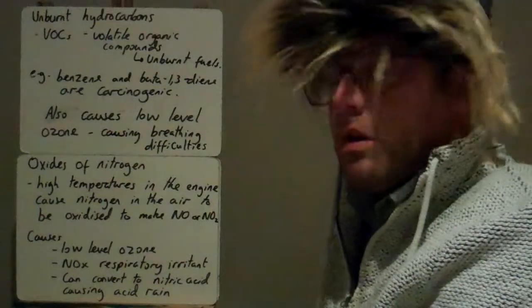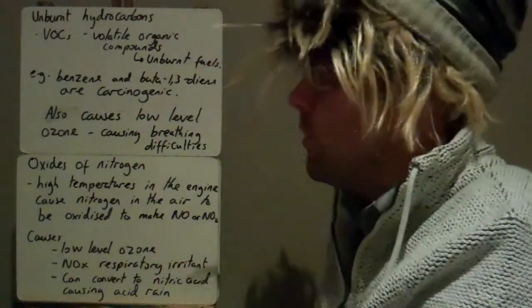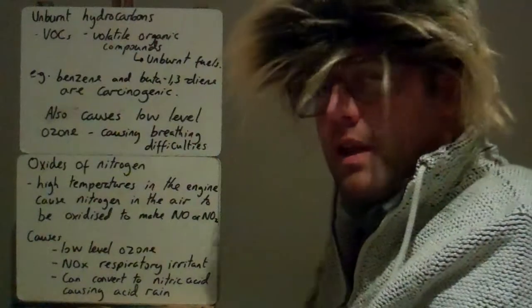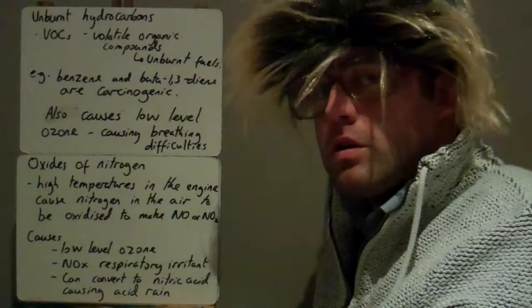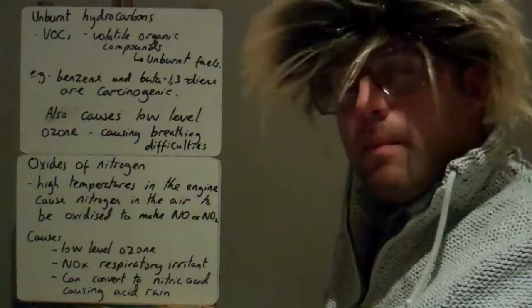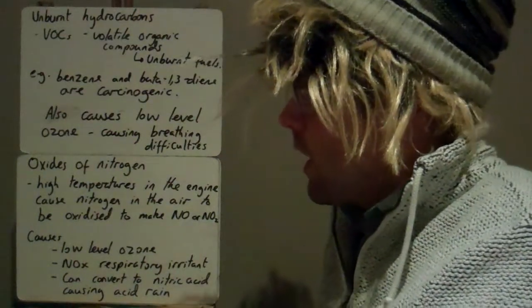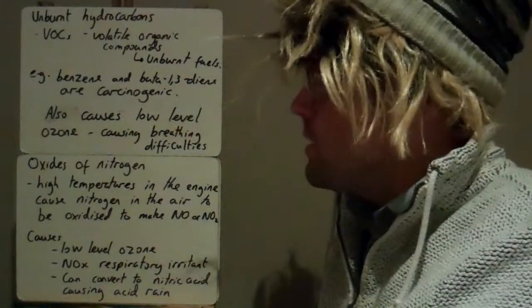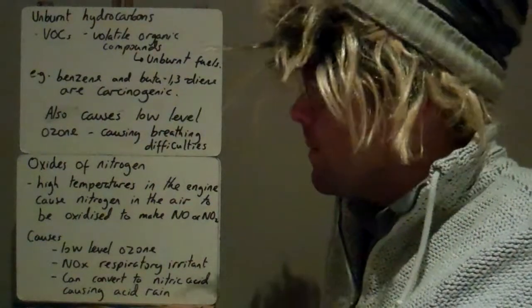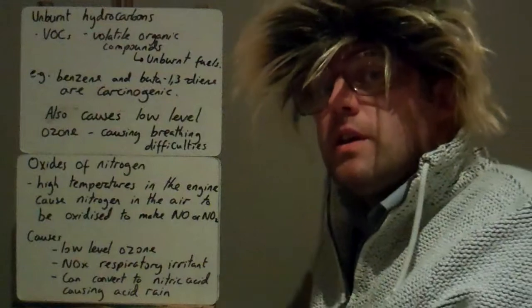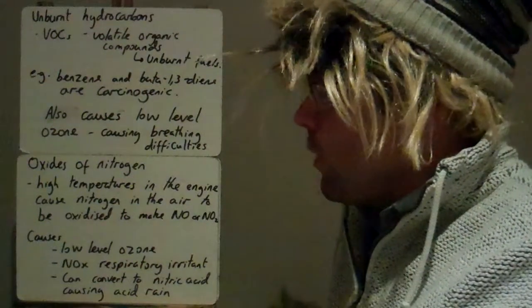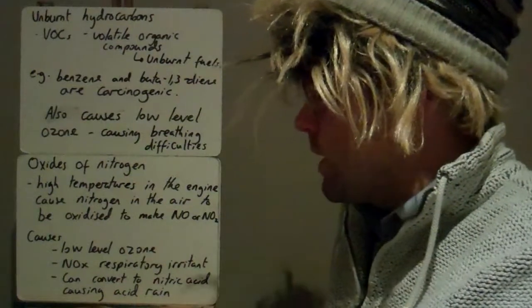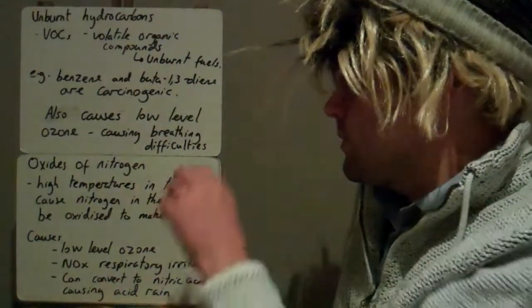Unburnt hydrocarbons, so sometimes these are called VOCs, volatile organic compounds. So they're compounds that have gone through the engine and for whatever reason they've not been oxidised, they've not been combusted, and they've come out in the exhaust. Examples of this can be benzene or buta-1,3-diene, and these two are particularly nasty because they're carcinogenic, which means that they can cause cancer. They also cause low level ozone, which again causes breathing difficulties.